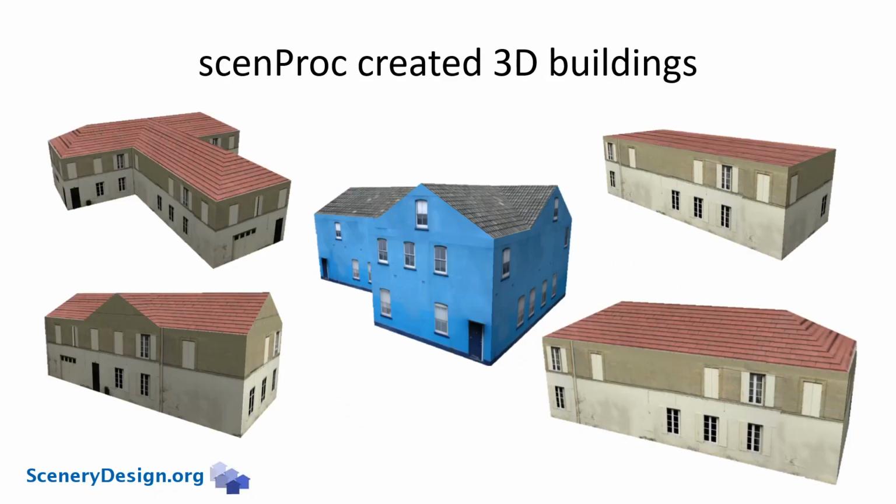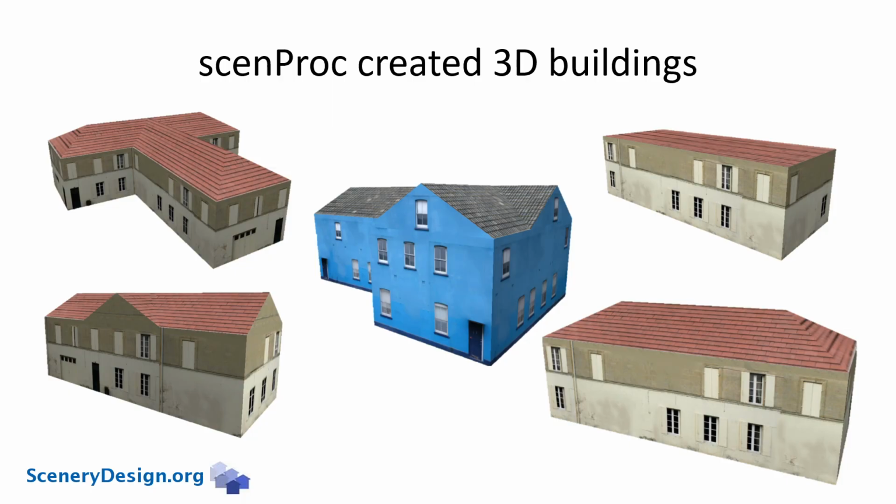As some of you might know, scenProc already had the capability to create 3D buildings based on footprints for a long time. Here you see a couple of screenshots of the kinds of buildings that can be made. So buildings with flat roofs, hipped roofs, gabled roofs. You can add an additional gable, as you can see in the bottom left picture, to get slightly different shapes.